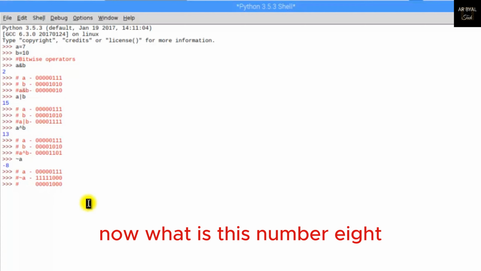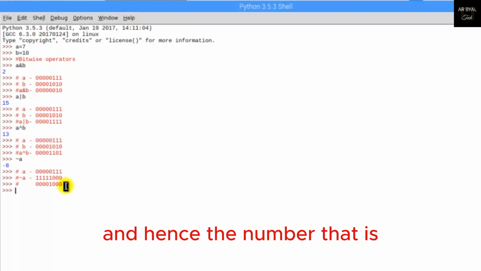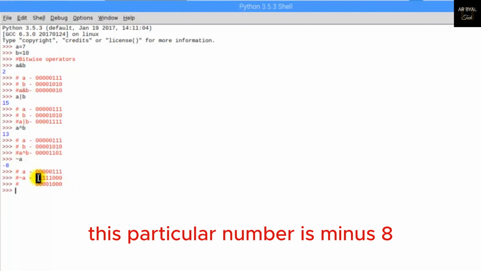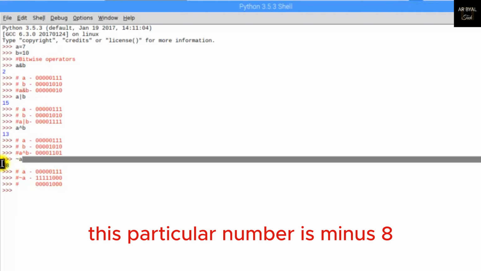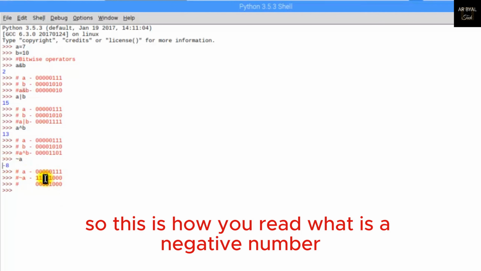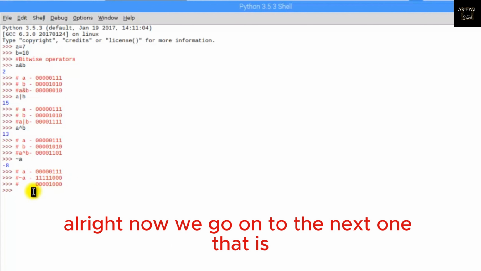Now what is this number? 8. And hence this particular number is -8. So this is how you read a negative number. Alright. Now we go on to the next one.